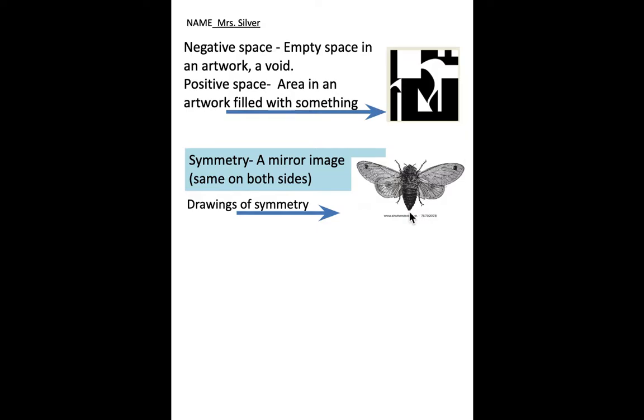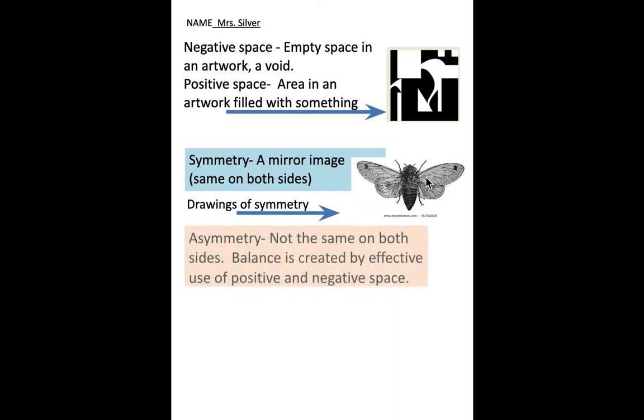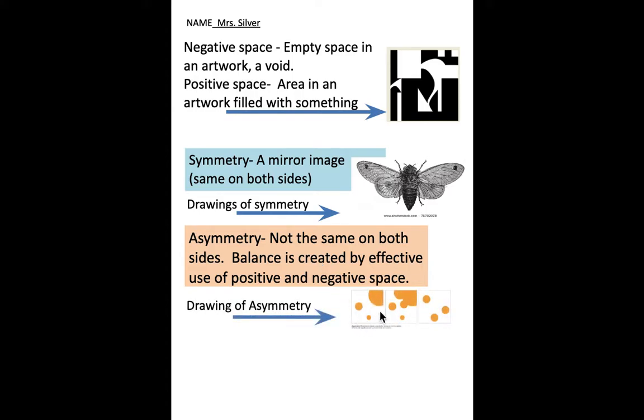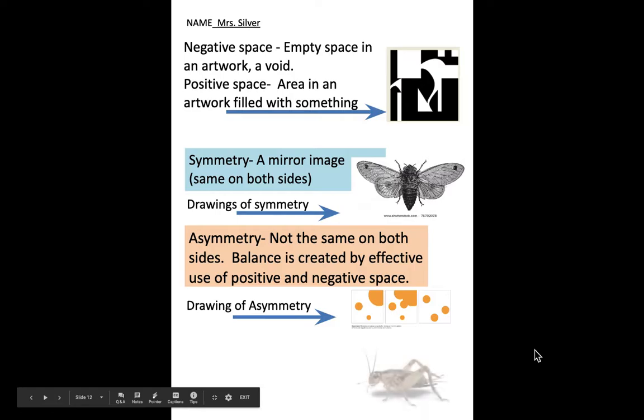So of course, here's an example of a bug where if you divide it in the middle, there's an axis. It's the same thing on both sides for the most part. Asymmetry, you can probably guess, not the same on both sides. So if you're going to write down a definition for symmetry, you could just say same on both sides. Asymmetry, not the same on both sides. And here's some examples of asymmetry where no matter how I divide these drawings, I am not getting the same thing on both sides. All right, that is asymmetry in a nutshell.